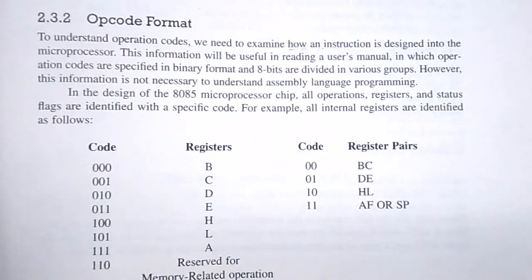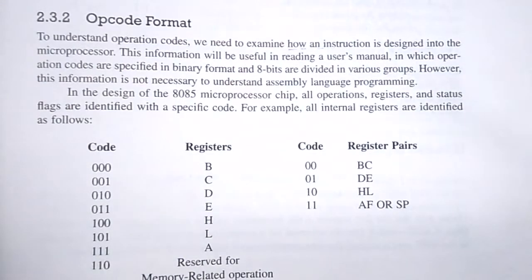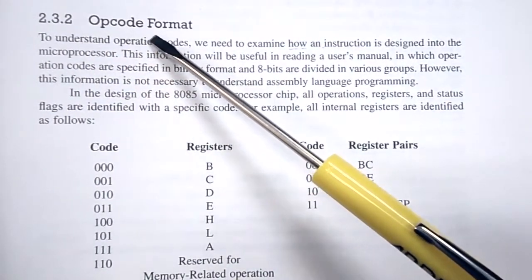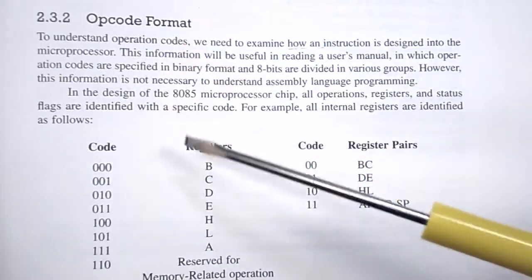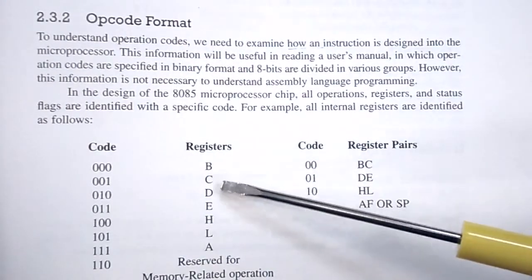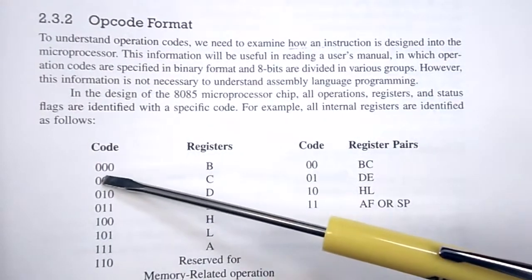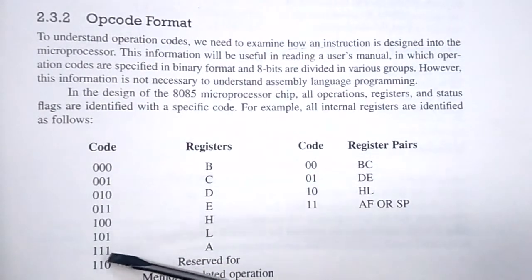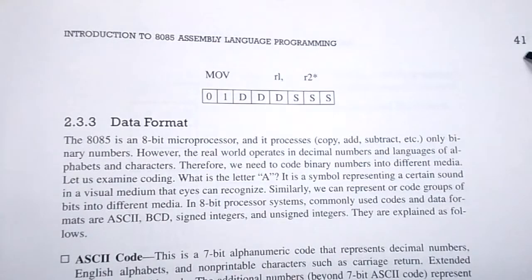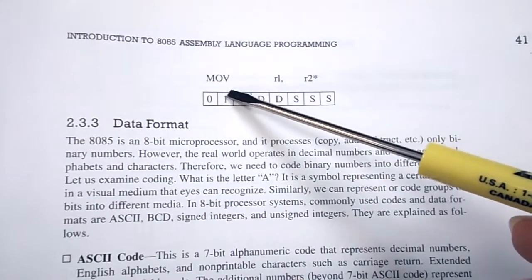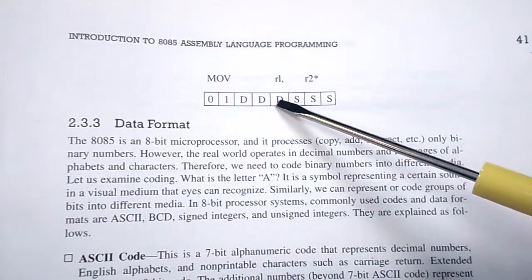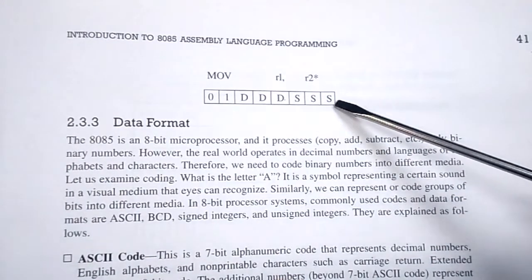So if you've been wondering where those opcodes are coming from, I just want to show you page 39 of your textbook. It's section 2.3.2, where it talks about opcode format. And you notice that there is a code for registers. So you notice the B register has a code of 000, and the C has a code of 001, and A has a code of 111. So looking at page 41 of your textbook, when we look at the move instruction, you can see it's made up of 01 plus the 3 digits from destination and 3 digits from source.